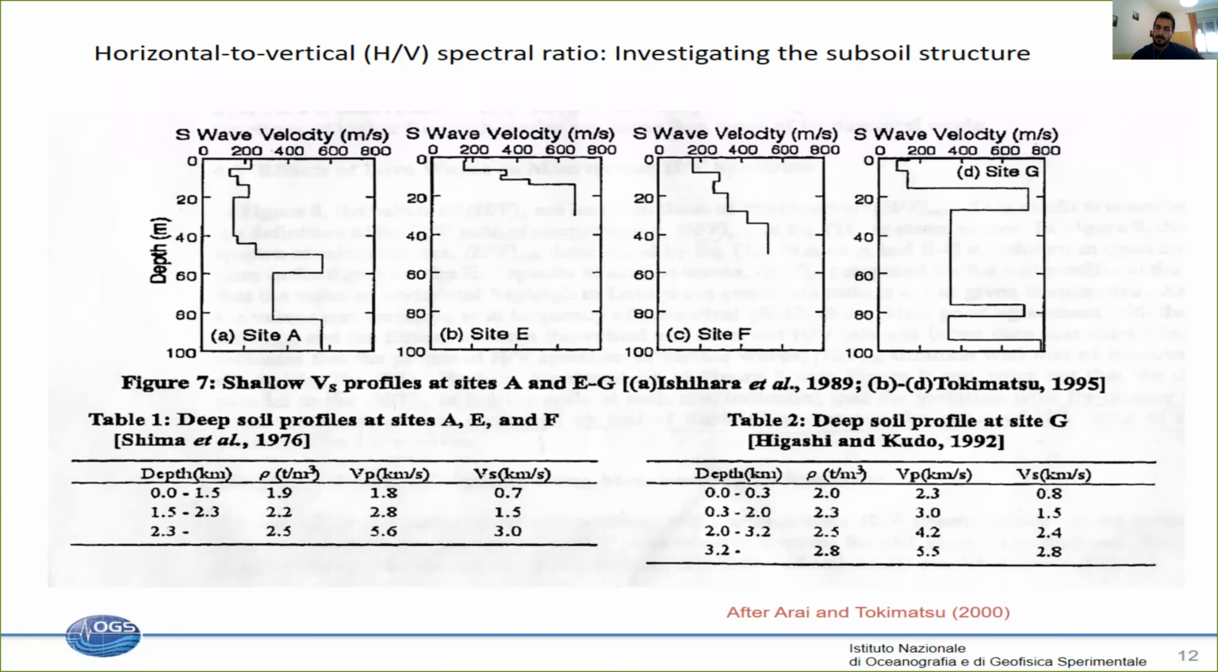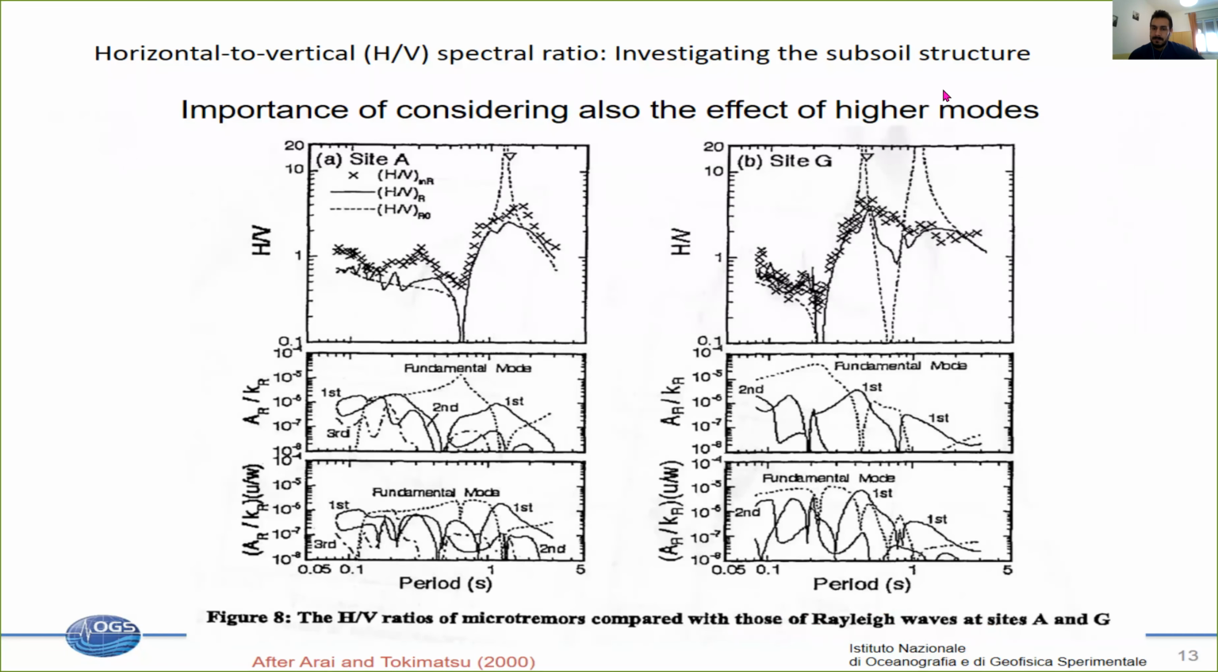So what you see here is that if I would analyze only the fundamental mode, I would have clearly two peaks, while in the observed spectral ratios, I have nearly one peak, mainly in the higher frequency part. The low frequency peak is nearly masked. If I start including also the effect due to the energy of the higher modes, we can understand why this peak is nearly disappearing.